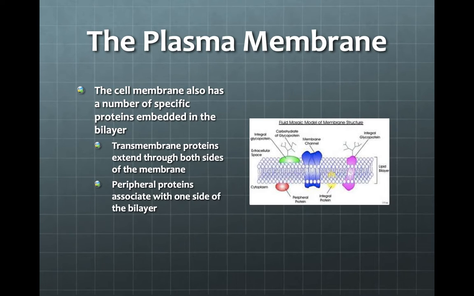So the cell membrane also has a number of specific proteins embedded in the bilayer. We've kind of talked about this as we've gone through the year. We have two different types of proteins. We have a transmembrane protein, which literally goes through the entire bilayer, while the peripheral protein is associated with one side or the other of the bilayer.